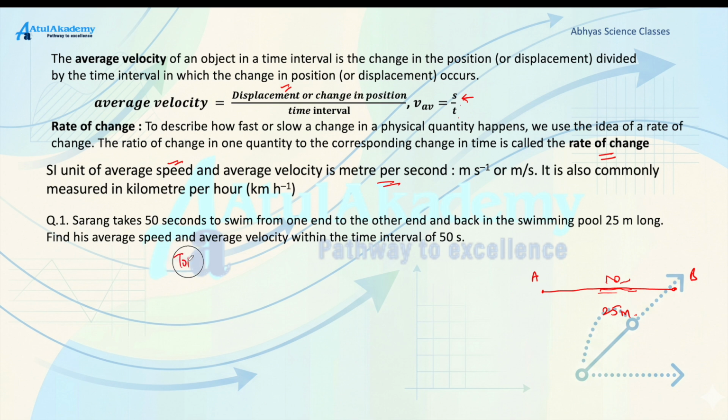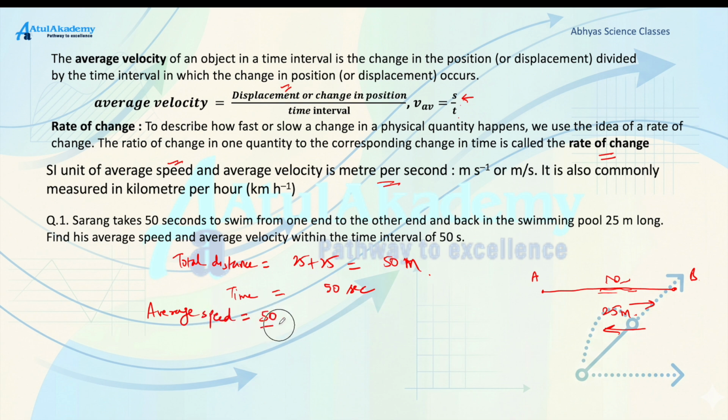So total distance, how much is it? Total distance is 25 plus 25 because the swimming pool is 25 meter long. So here it goes and comes back. So that's 50 meter. Okay, and total time taken is 50 seconds. So average speed is 50 by 50, which is 1 meter per second.